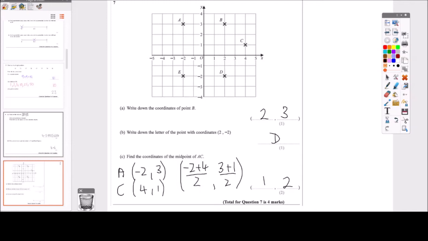I mean, you probably could have just drawn the line in on your graph, and you could just see that it's 1 down, 3 across, just to get halfway along. But this averaging of the x coordinates and averaging of the y coordinates will work when you start getting into fractions of squares and what have you. So it's worth knowing, I think.